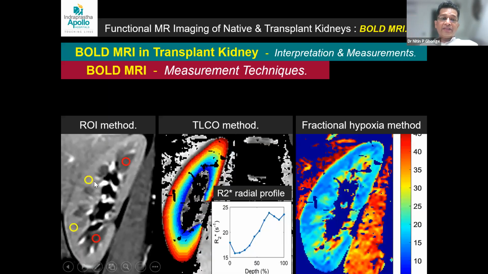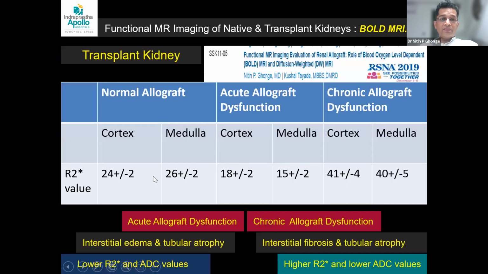Different acquisition methods are described, as we can see, to measure the ROI values, or otherwise we can see the color coding maps of the hypoxia in the different parts of the cortex and the medulla. So this was the study we have done, and we have found significant R2 star values between the normal and the acute dysfunction group and the chronic dysfunction group.